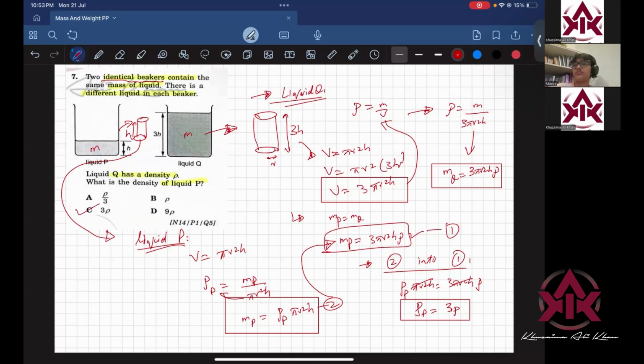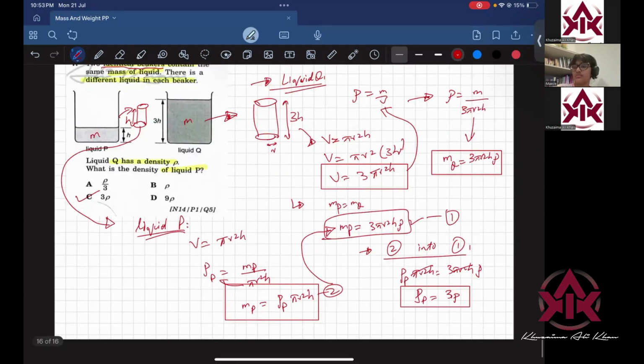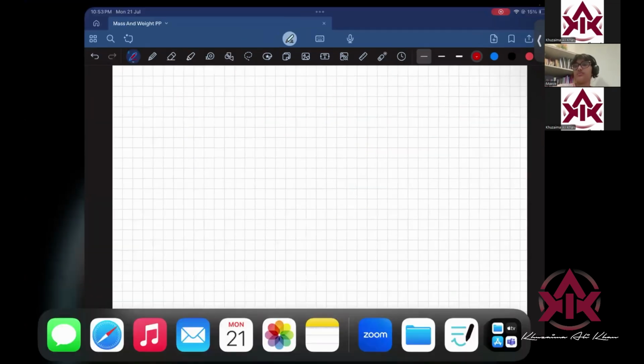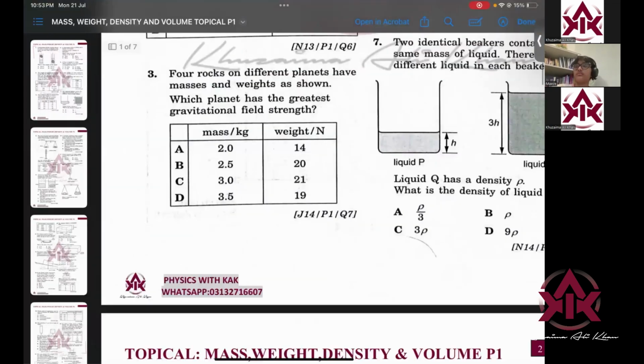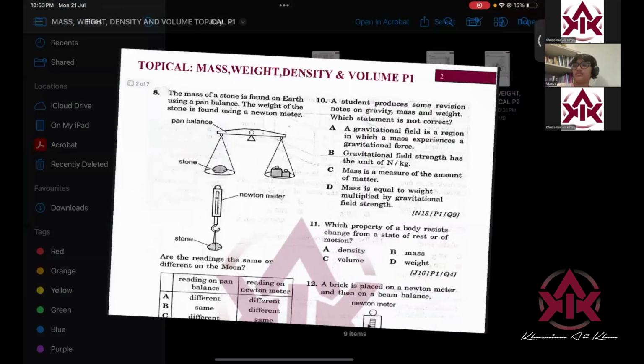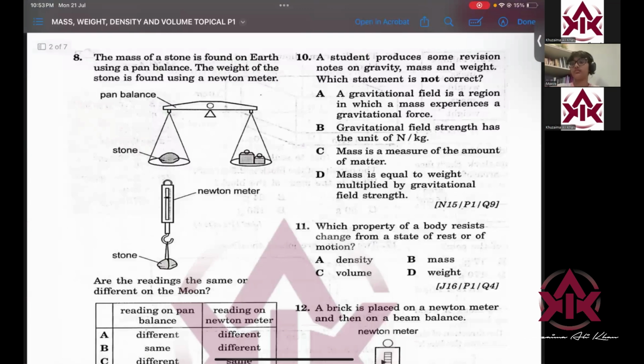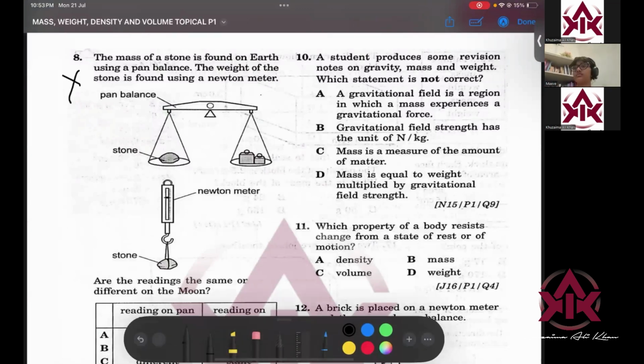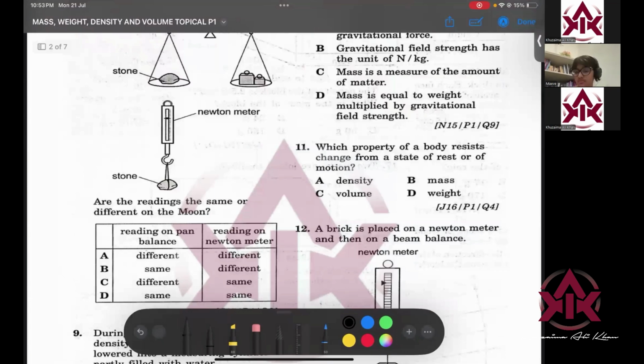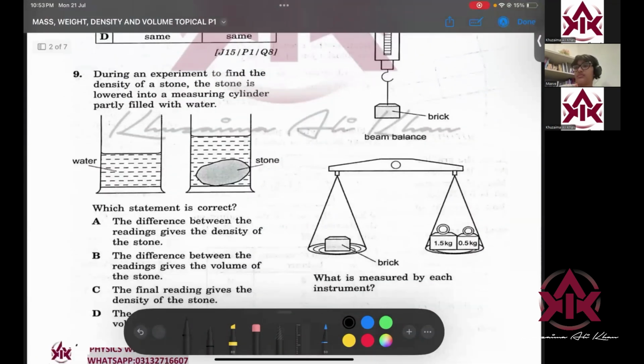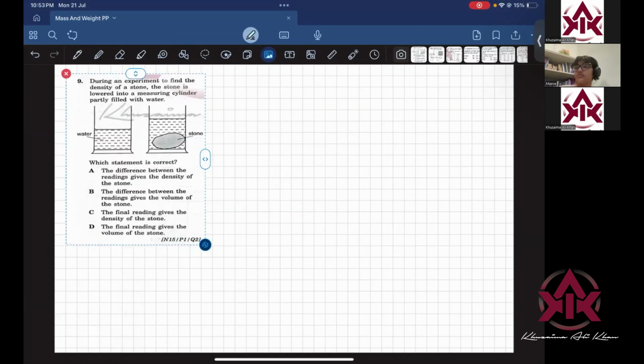Does that make sense? Yeah. Okay, good. So let's go on towards the next question. I guess we have done question number 8 in mass and weight. We can skip this. Let's do question number 9. Okay, so let's see what question number 9 is saying here.